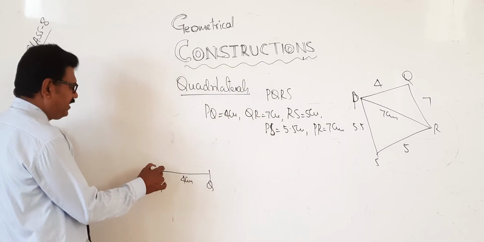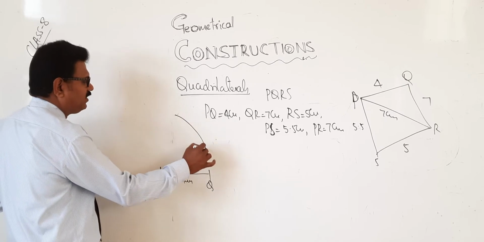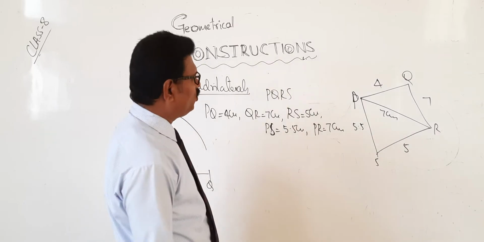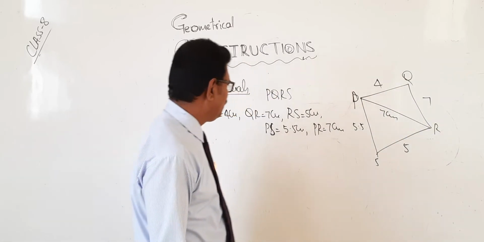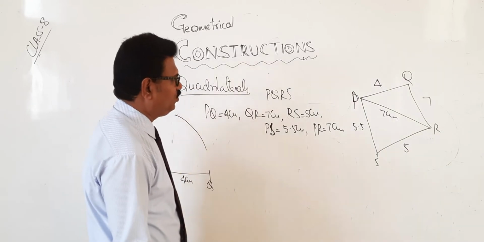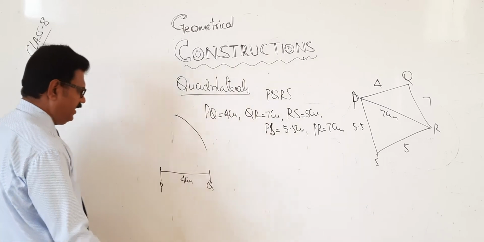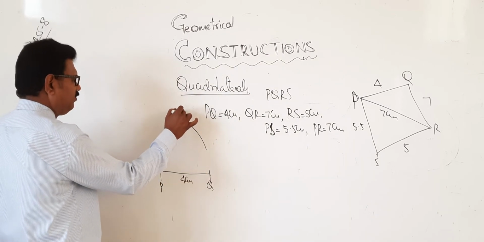PR, how many centimeters? 7 centimeters. With P as center, draw an arc. Next, connect to R. QR, how much is there? 7 centimeters. This is also 7. So 7 means like this. So it is nothing but R.